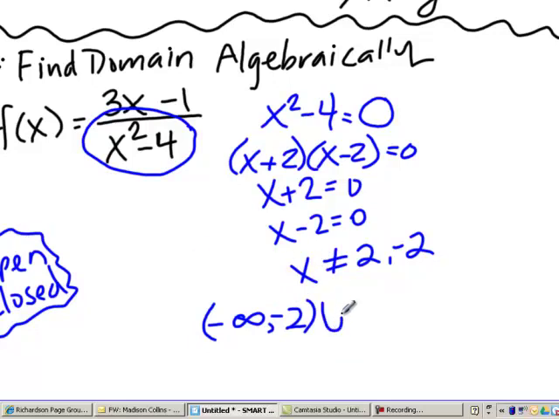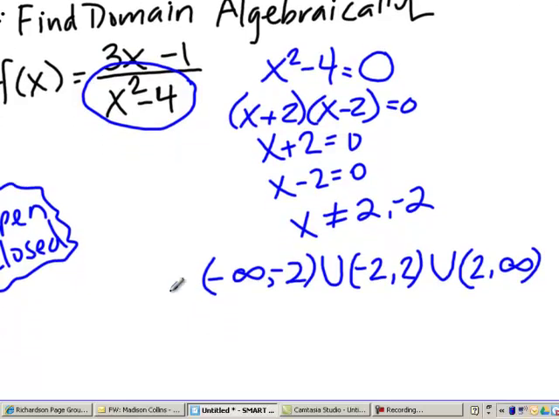Then you're going to have a union. Then you go from negative 2, comma, positive 2, another parentheses. You have another union, 2 to infinity. So what that tells us, if we were to graph this equation, is that there would be asymptotes at negative 2 and positive 2.